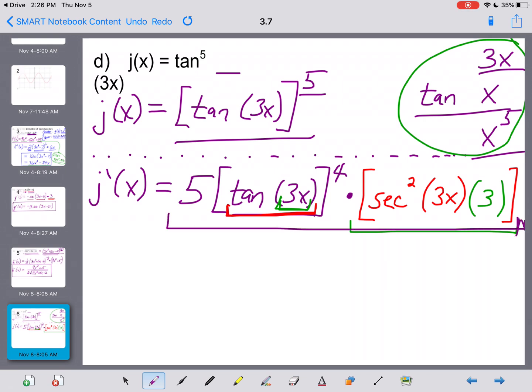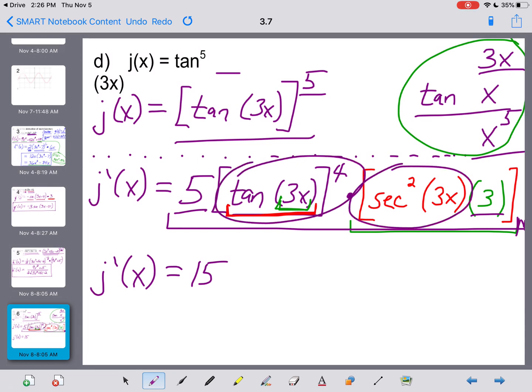Now we just need to clean up this whole mess right here, so let's see what we can come up with. J prime of x then would equal, what would be best if we brought it out in front? Well, we've got a 5 for a coefficient, and the only other constant factor is a 3. So we'll go ahead and multiply those and make a 15 out in front. At that point, I still have to worry about this, and I still have to worry about this, and I think probably the best way to write it, again, trying to match the format of the original expression, would be 15 tangent to the 4th of the angle, 3x, multiplied by the secant squared of that angle, which again is 3x.